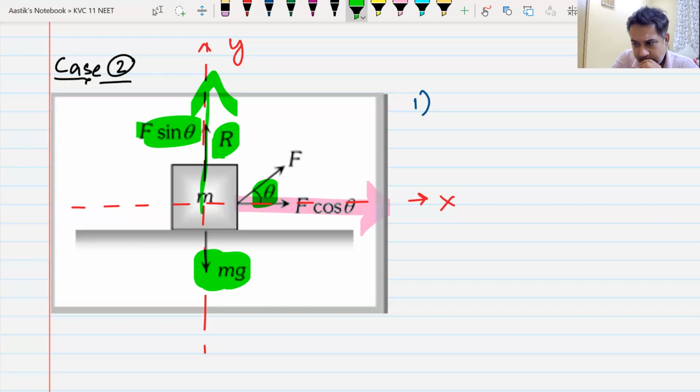Anyone? Remember, no answer is right or wrong. There must be some thinking that you have. What is the equation on y-axis?